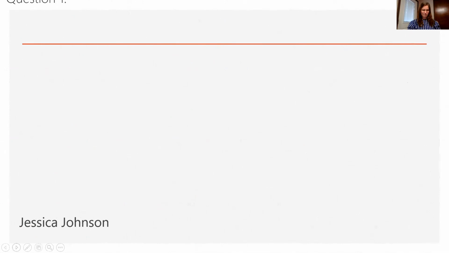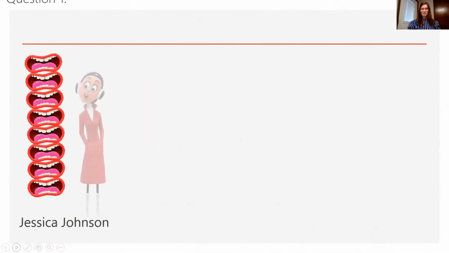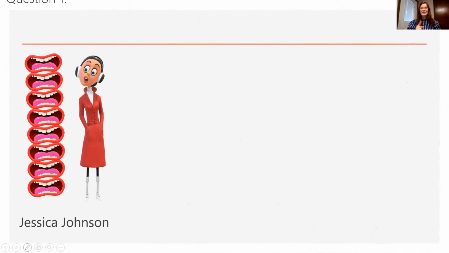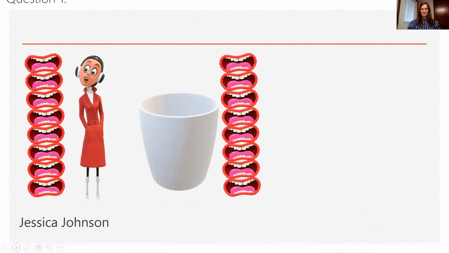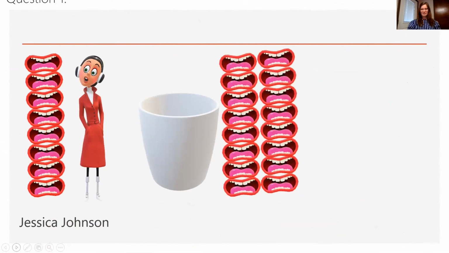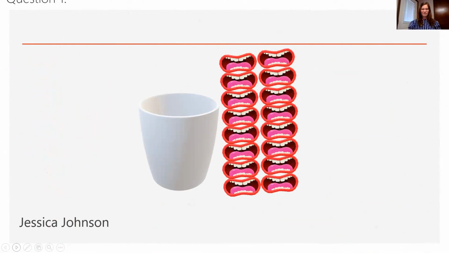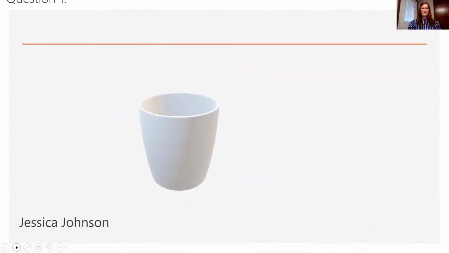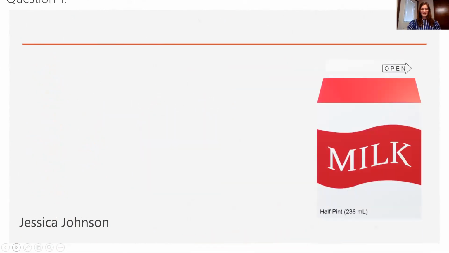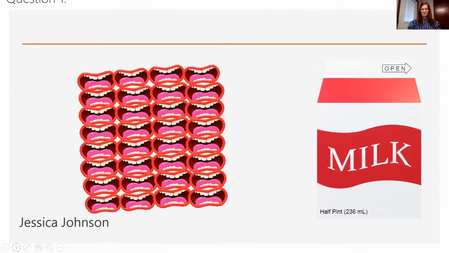8 mouthfuls will equal 1 Jill. And I love Jill's face. I would have that same face if I saw that mouthful like that. And a cup will equal 16 mouthfuls. Bye, Jill. And let's get rid of this cup. And a pint will equal 32 mouthfuls.